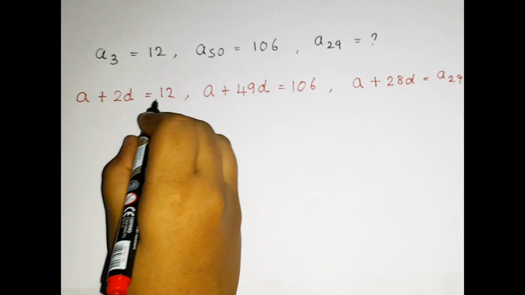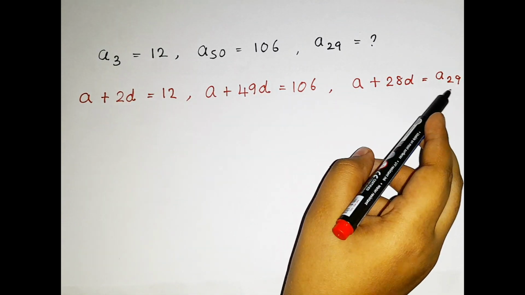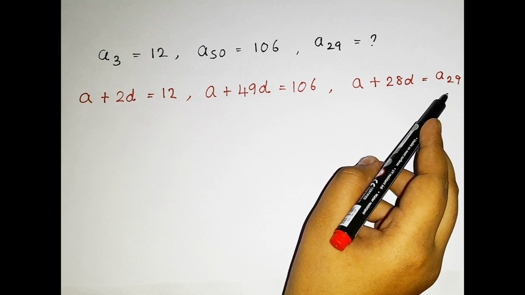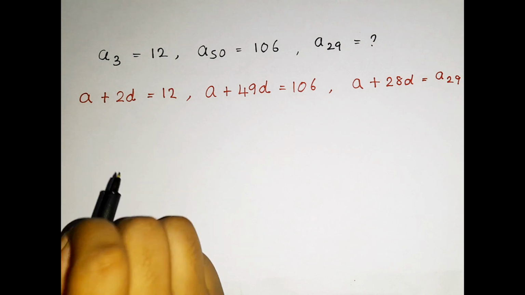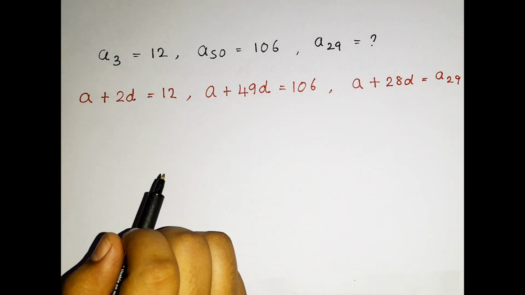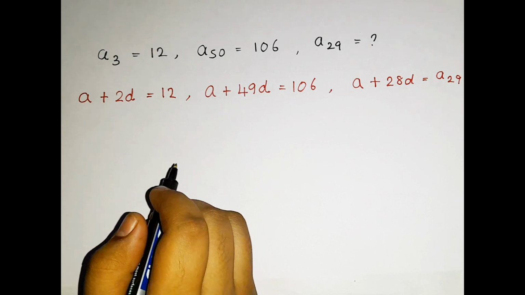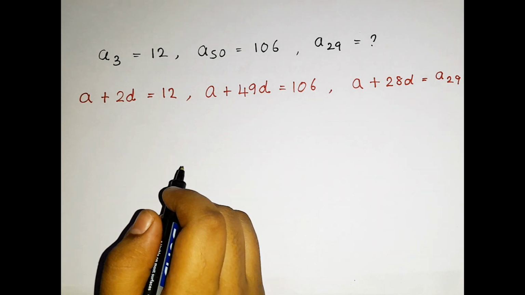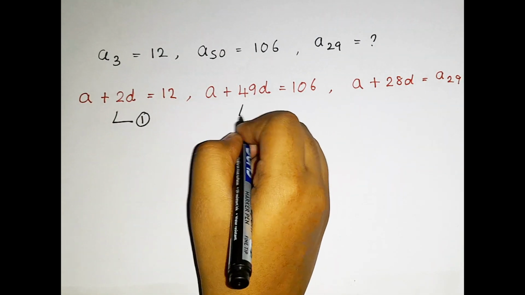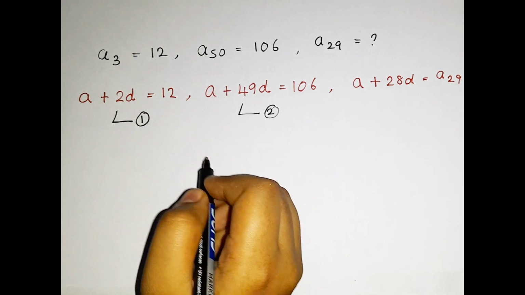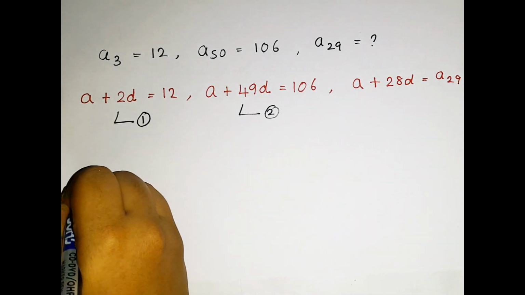A29. Here we have all the values, but we don't have a value for A29, the 29th term, so I just wrote it as it is. Now, for finding the 29th term I need the common difference, that is the D value, and the A value, then only I will be able to find the 29th term. I am going to take this as equation number 1, and this one is equation number 2. From equations 1 and 2, I am going to solve them by the elimination method.